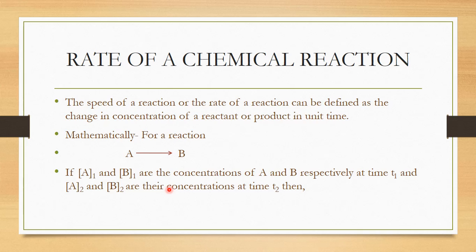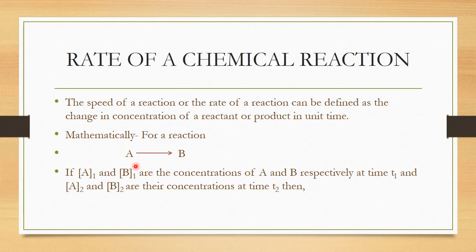Now, how to measure the rate of a chemical reaction? Students, whenever you go in a car or any vehicle from one place to another, you find there is a speedometer which tells you about the speed of your vehicle. But in a chemical reaction, there is no speedometer. So, the speed of a reaction or the rate of a reaction will be defined as the change in concentration of a reactant or product in unit time.